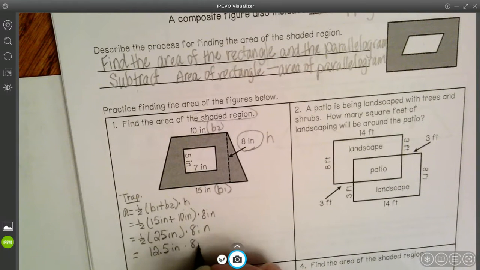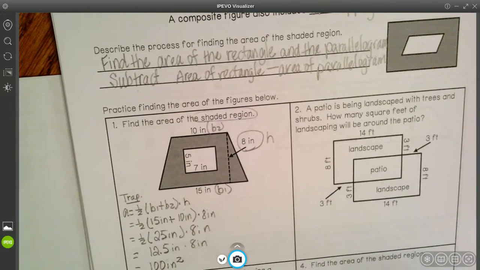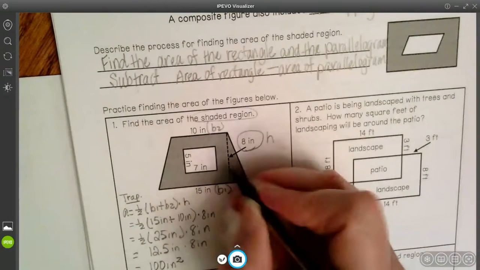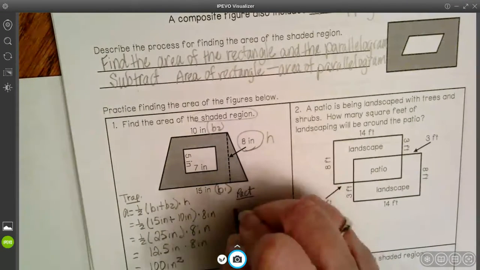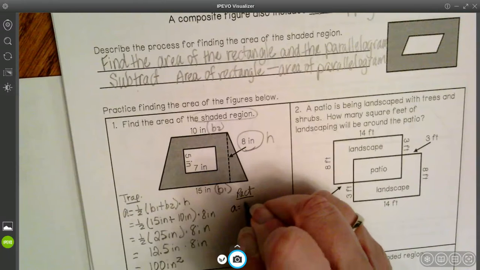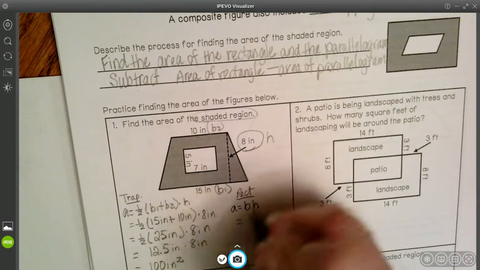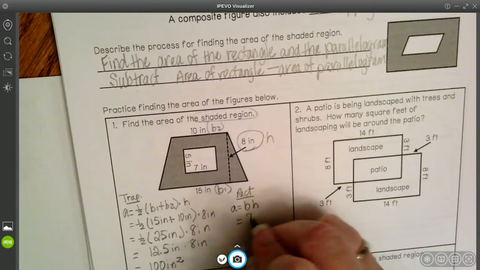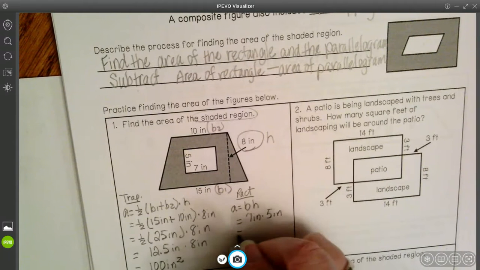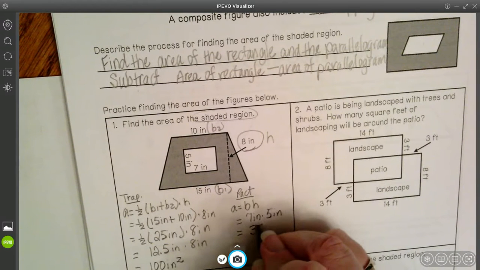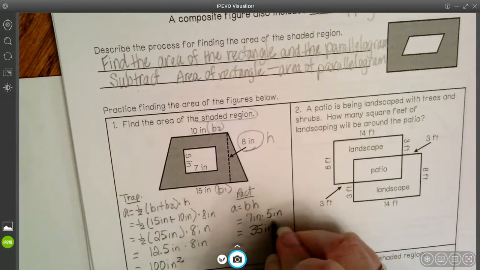And that times our 8 inches is 100 inches times inches is inches squared. Okay, so then we've got the area of the rectangle. So we're going to use area equals base times height. Our base is 7 inches times our height is 5 inches. 7 times 5 is 35. Inches times inches is inches squared.